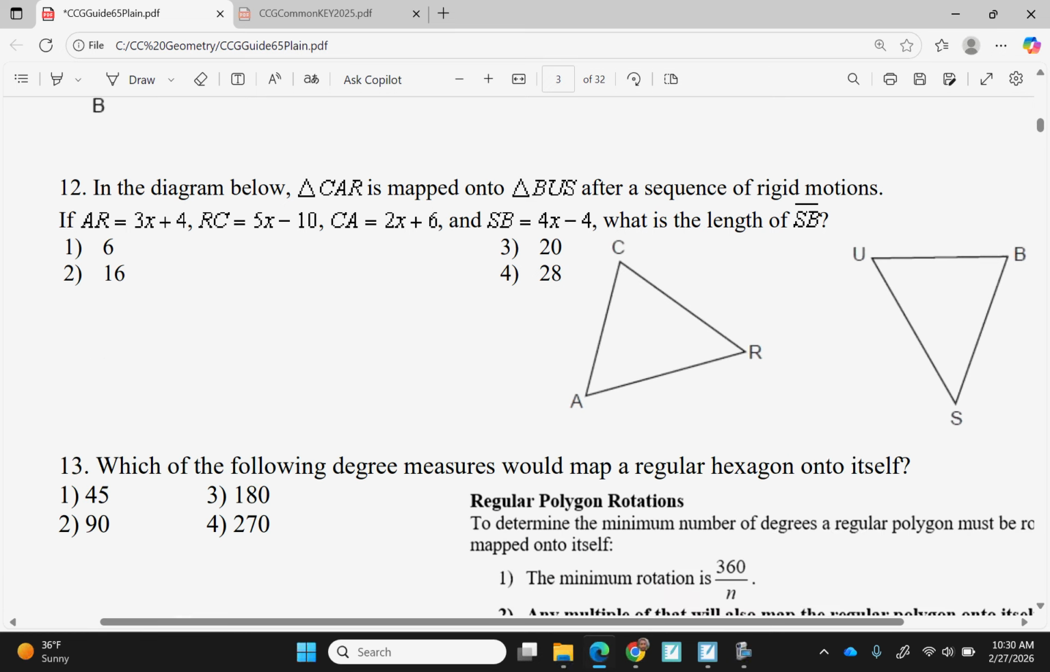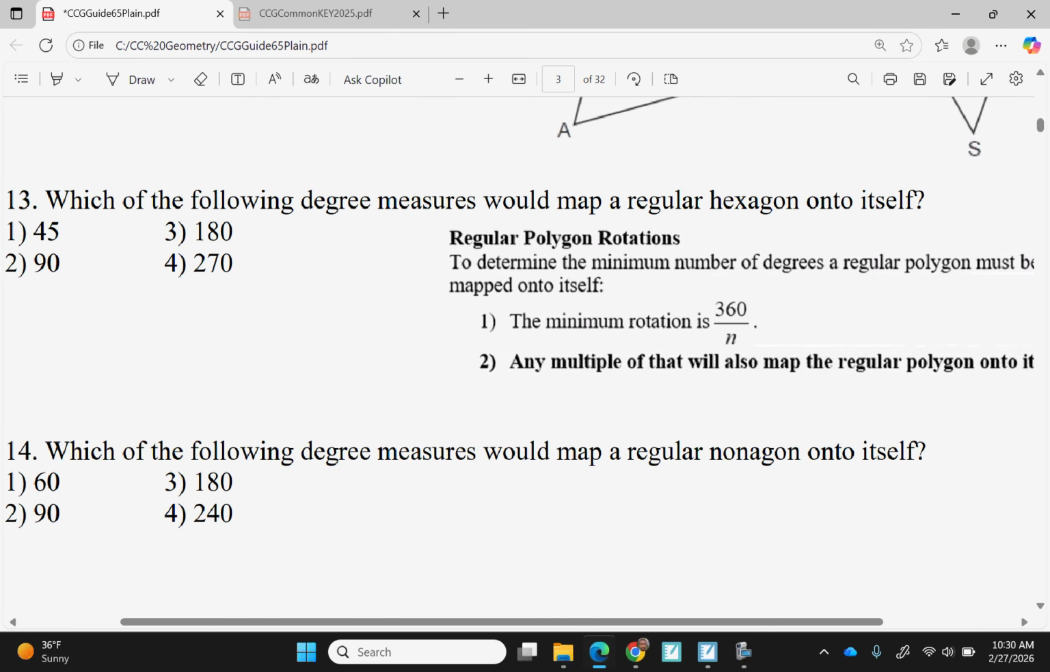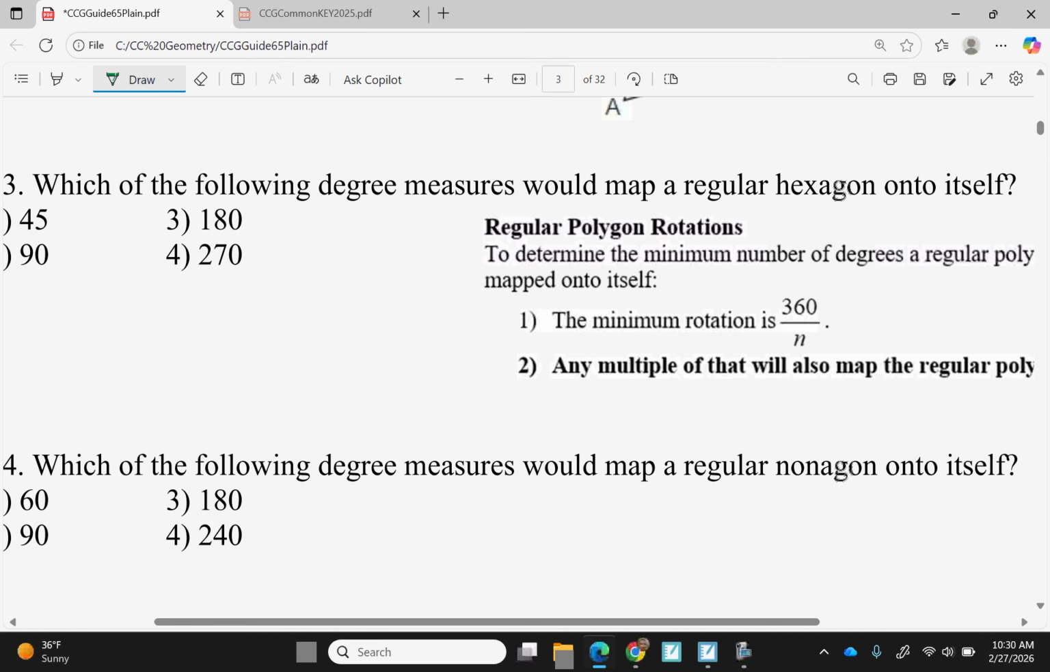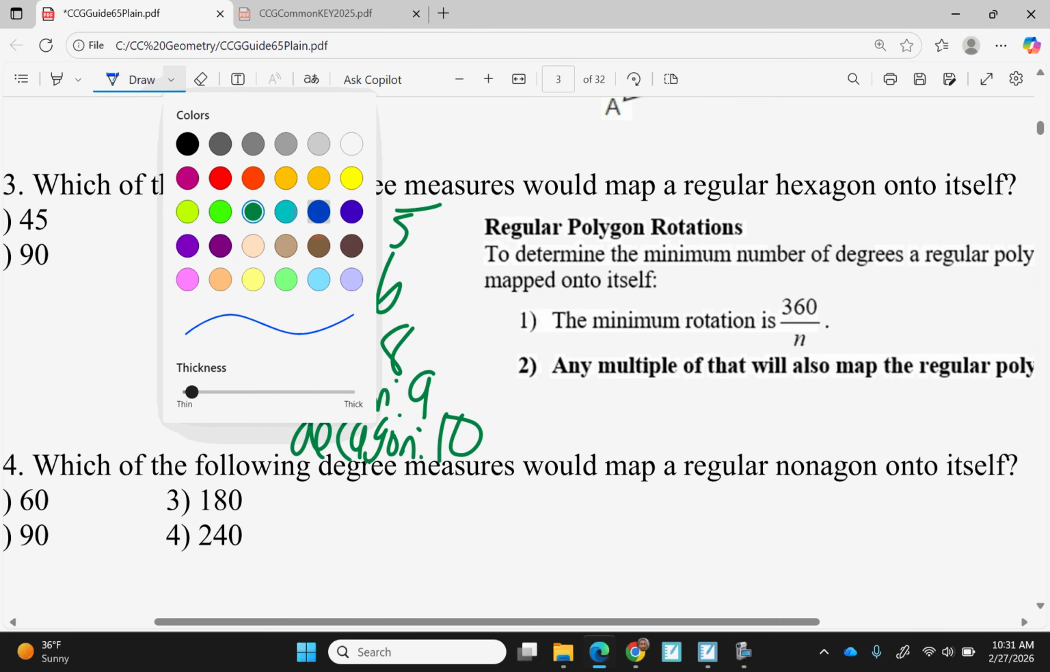All right, what's next? Minimum rotation is 360 over n and any multiple of that. First off, I need to know my vocabulary. Pentagon has 5 sides. Hexagon has 6. Octagon has 8. Nonagon has 9. Decagon has 10. So you are responsible for knowing that vocabulary. Minimum rotation is 360 over n.